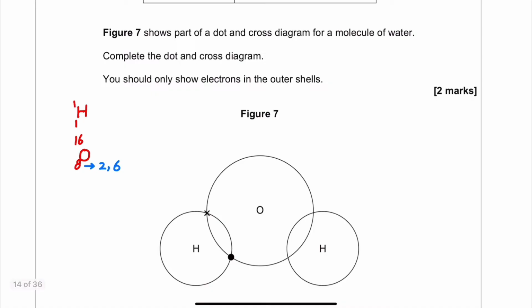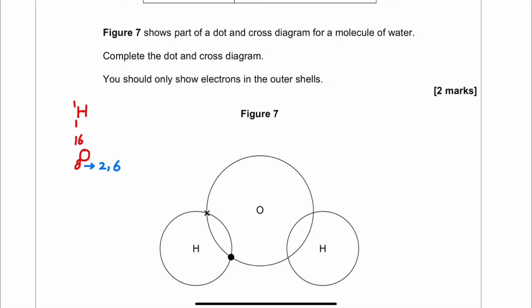Figure number 7 shows part of a dot and cross diagram of a molecule of water. Complete the dot and cross diagram. You should only show the electrons in the outermost shell. And figure number 7 is given here. So we know that hydrogen has 1 electron, whereas oxygen has 8 electrons. 2 are in the first shell and 6 will be left behind in the outermost shell. Whereas hydrogen has 1 electron only, so we need to use the dot and cross diagram to show the covalent bond between hydrogen and oxygen.